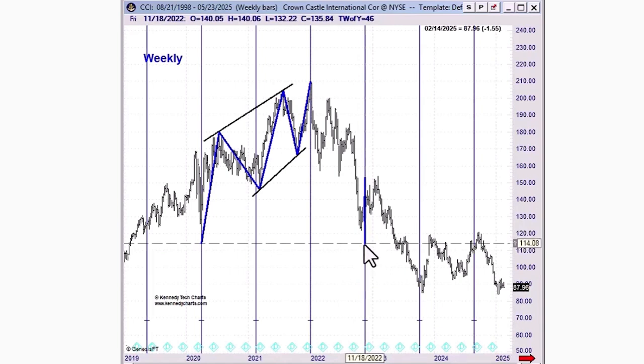Now, this information I'm sharing with you is also useful if you're ever working with options.